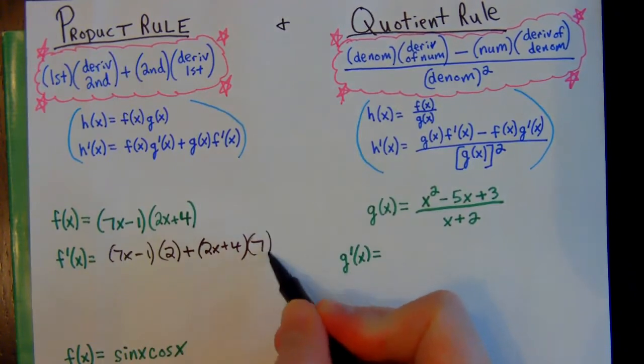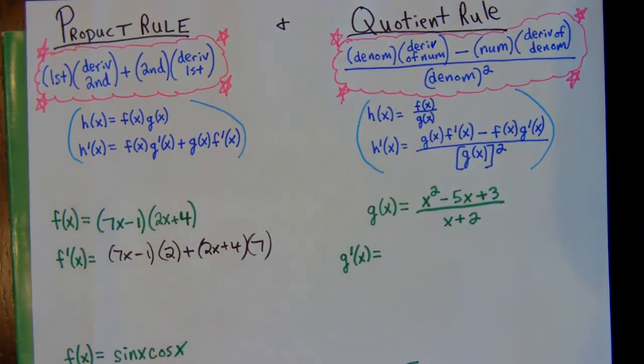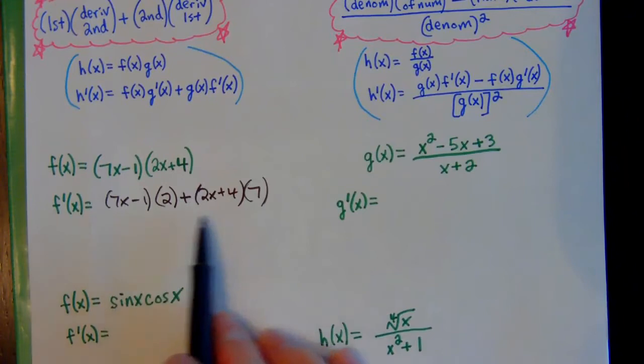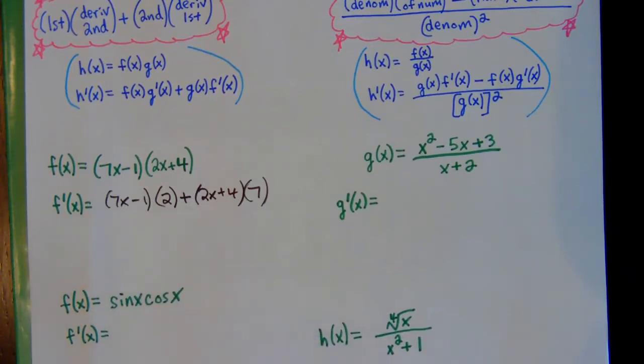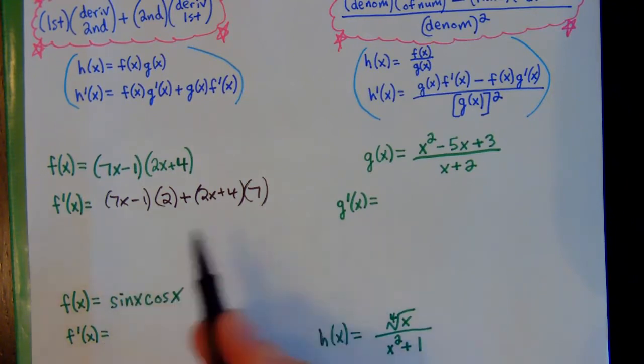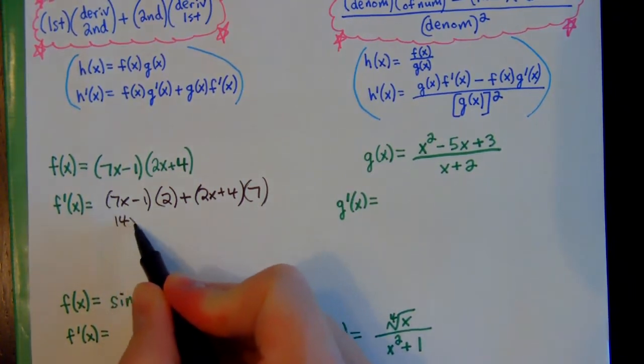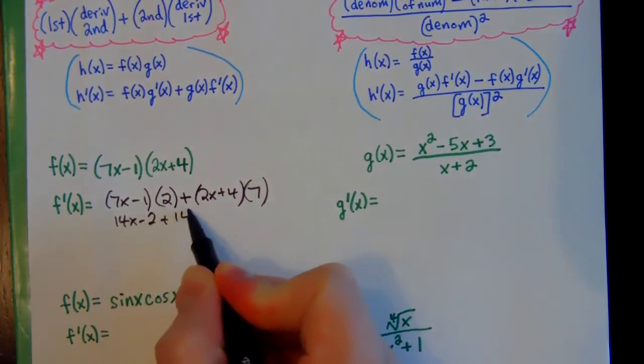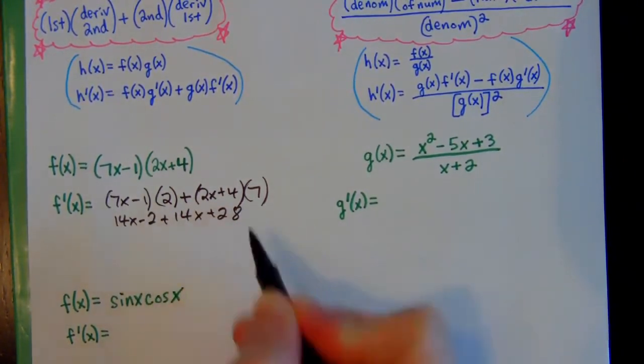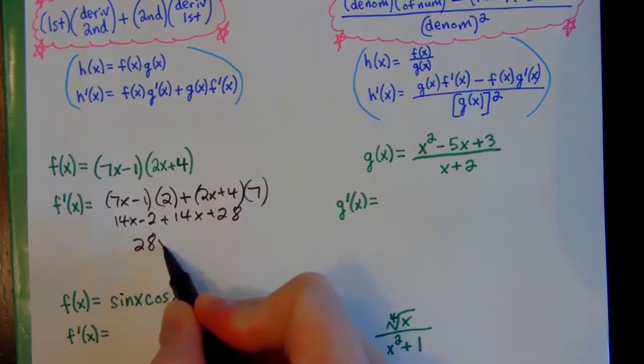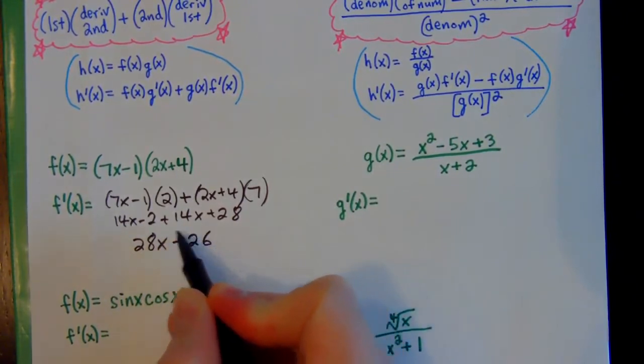Now, when you're doing the product rule and the quotient rule, I'm going to tell you, if it looks simple, multiply it all out, distribute, combine like terms. If it looks crazy and it looks complicated, you got to think factor and you got to think GCF because multiplying it out is only going to make it worse. So this one looks pretty easy. Let's just distribute this real quick. We're going to get 14x minus 2 plus 14x plus 28. And then that's going to give us 28x plus 26.